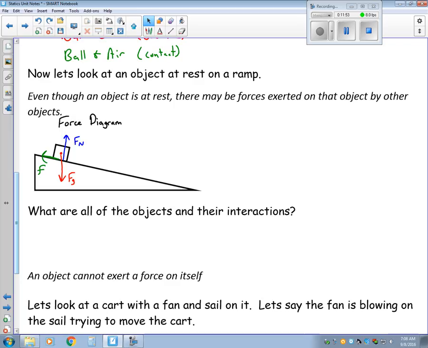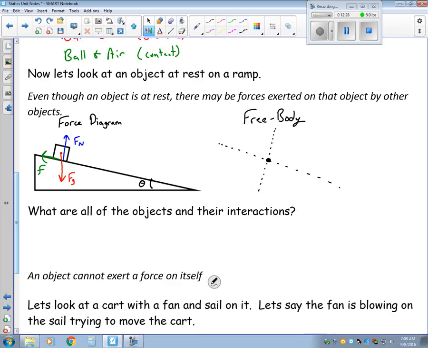So now let's make a free body diagram. So I'm going to represent this box. Now this is something that's kind of neat. This ramp is angled at an angle, I'll call it theta. What I'm going to do is twist my Cartesian coordinate system. I'm going to make the x-axis parallel with the surface of the ramp.